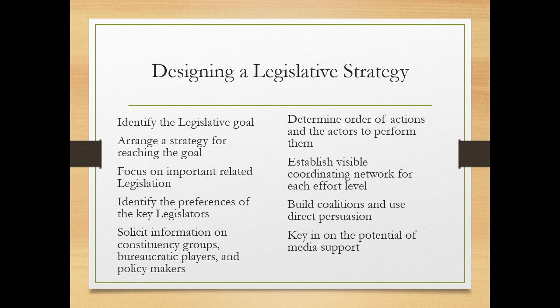So the focus is on important related legislation, or how to get legislation to affect your end, and to identify the preferences of key legislators. How do you get key legislators, those people with seniority, those people with the connections, to sign on board with your policy? And then solicit information from constituency groups, from the parties, from the bureaucratic players, from other policymakers, the states, elected officials. Determine the order of actions and the actors to perform them. Establish visible coordinating networks for each effort level. Build coalitions.